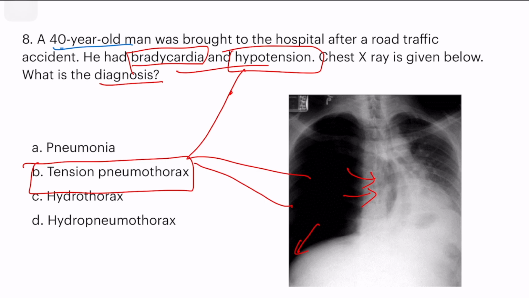In tension pneumothorax, it's mostly managed by needle thoracostomy, followed by intercostal drainage, which is the definitive management.